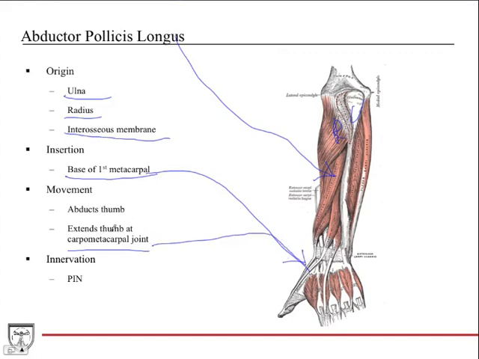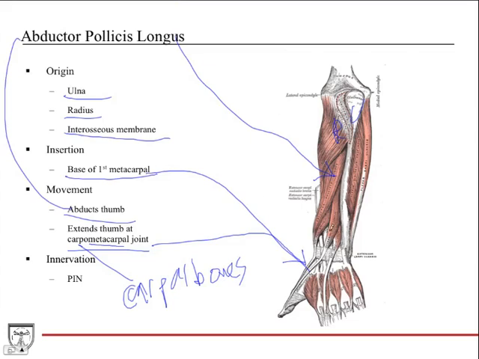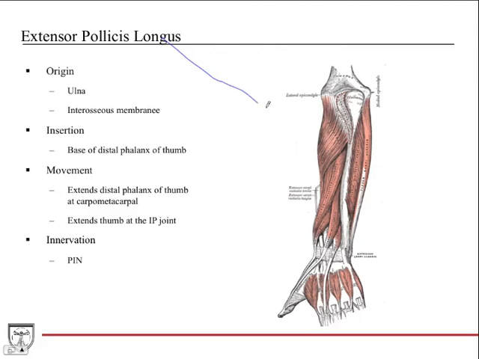And the carpometacarpal joint is a joint between the carpal bones, which are these bones at the wrist here and articulate with the radius and ulna, and then the metacarpals, okay? And so it's a joint between those two bones. And so since it crosses only that joint, it's going to extend the thumb there. It also helps abduct the thumb. And that's in the name, Abductor Pollicis Longus. So it comes down here, the muscle contracts, it helps pull the thumb out this way. Innervation is PIN.